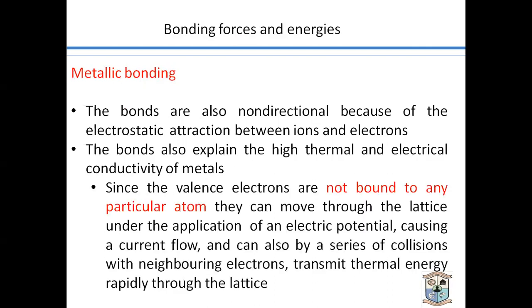Since the valence electrons are not bound to any particular atom, they can move through the lattice under the application of an electric potential, causing the current flow, and can also, by a series of collisions with neighboring electrons, transmit thermal energy rapidly through the lattice. To understand in more detail what a lattice is, it is basically just a unit of the atom structure.